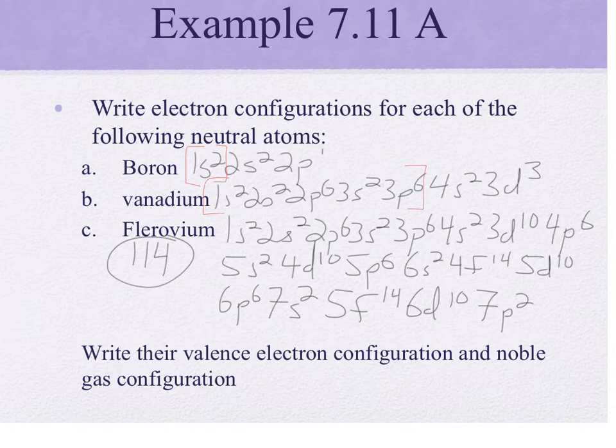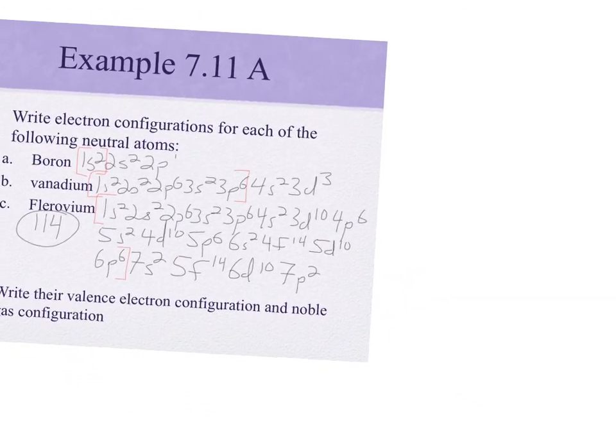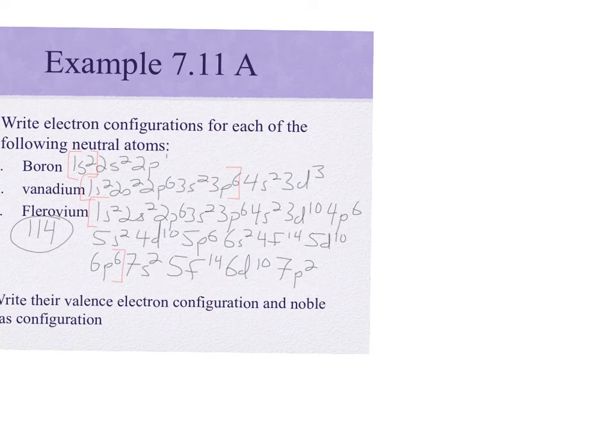We block that off. Flerovium has an electron configuration, that's a huge one, very similar to radon. So radon goes all the way up to 6p6. And once we kind of isolate those noble gases there and kind of where they are, boron, we would just say, okay, boron is like helium. And then we continue with the outer shell, 2s2, 2p1.